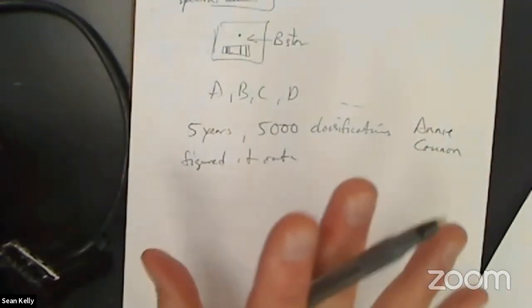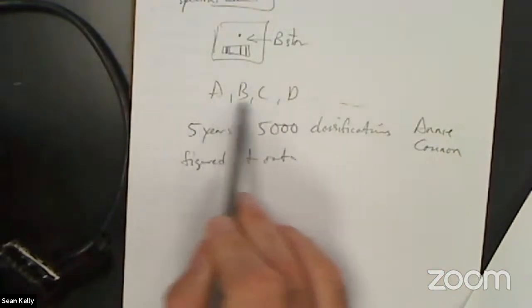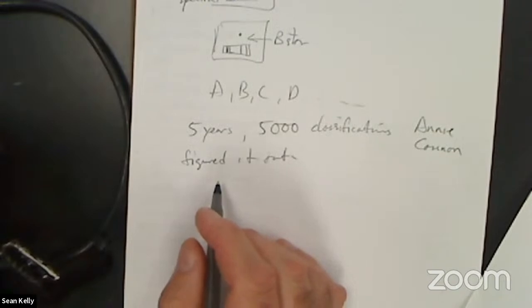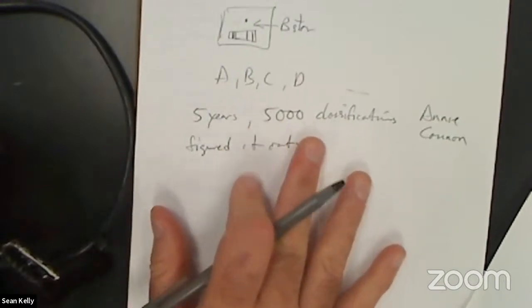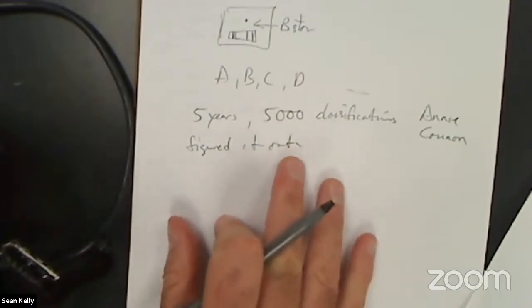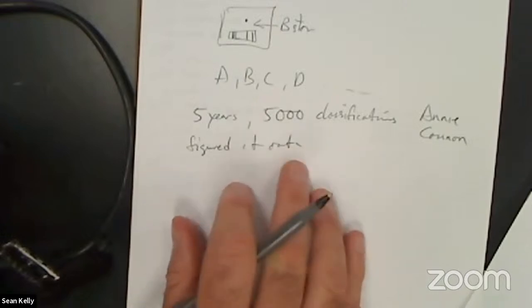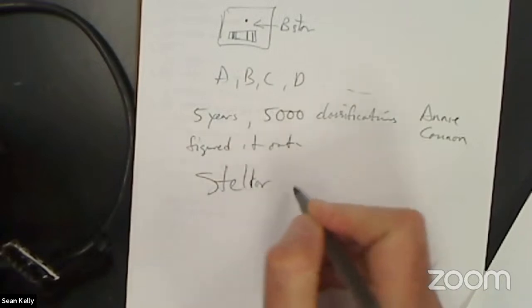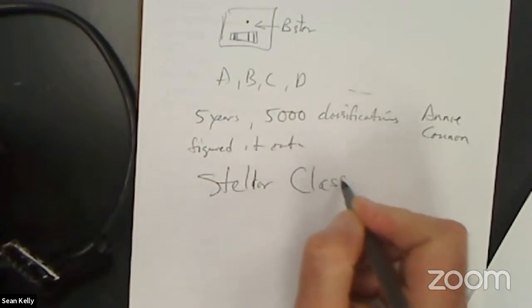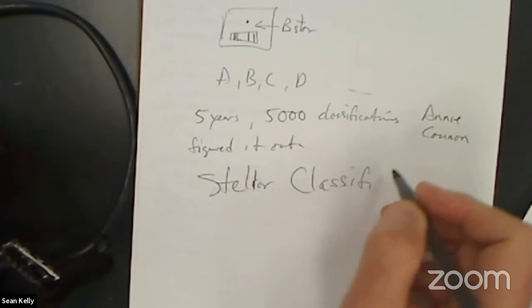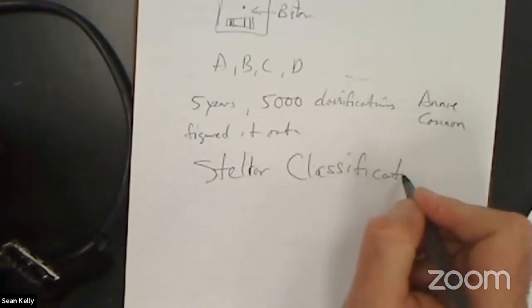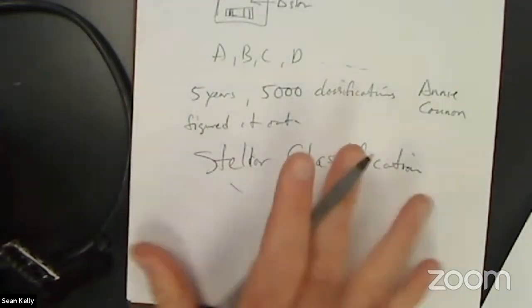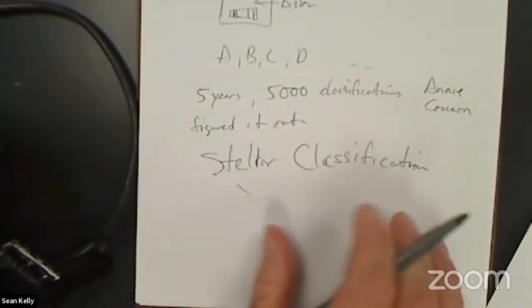And the answer is they decided to use the letters, but just rearrange them in the proper order. And so I'm going to ask you to memorize the proper order of stellar classification. What is the proper order of stellar classification? You need to memorize this. It's kind of like memorizing the rainbow colors, right? What is the order of the colors? What is the correct order?